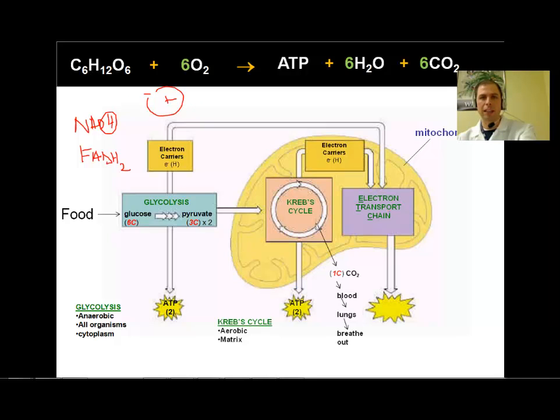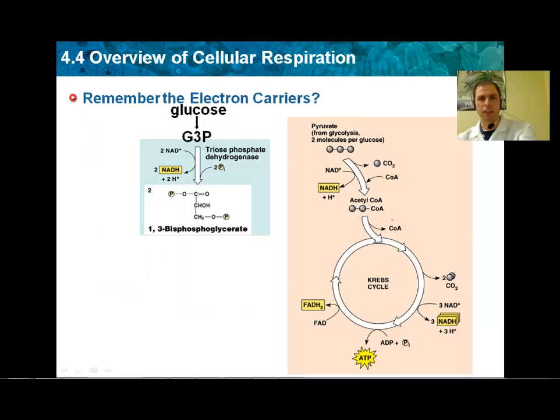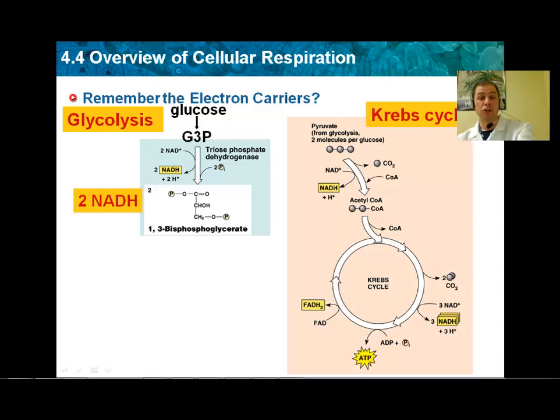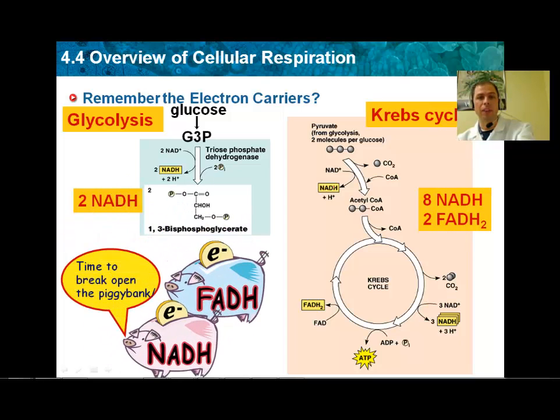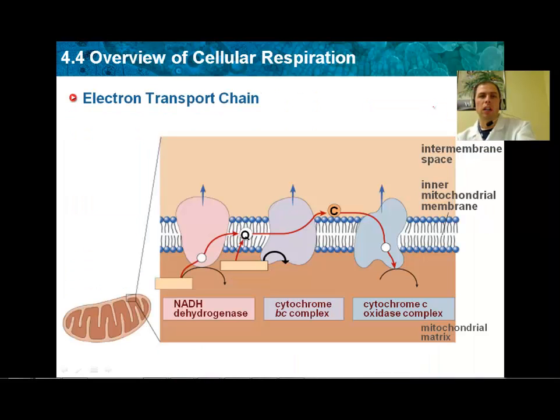These electron carriers go to the electron transport chain, and the electron transport chain is a place for us to delve into now. So we're going to take those electron carriers from glycolysis, which included NADH, and those from the Krebs cycle, which included not only NADH but FADH2. And now that we've got those piggy banks with the electrons in the form of hydrogens, we're going to bust them open. So along to the electron transport chain we go.